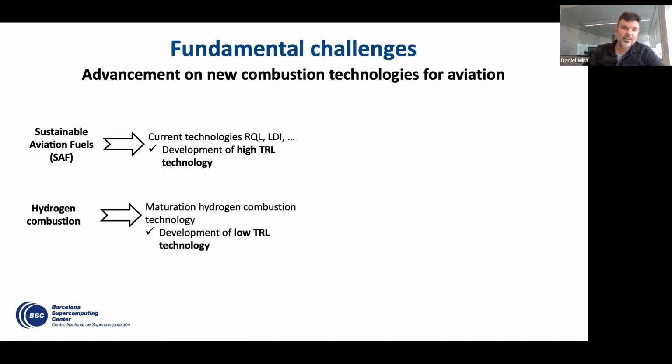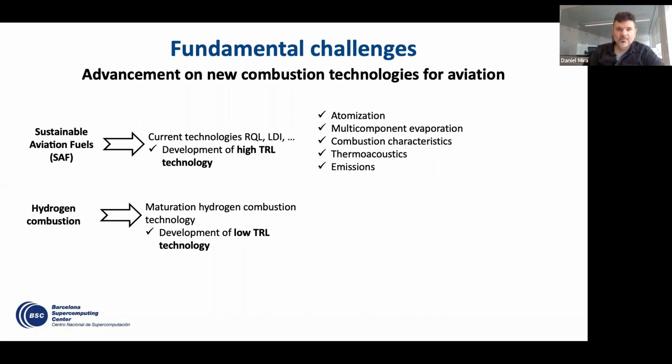In the case of hydrogen, the TRL, or the technology readiness level, is lower, so there is more exploration and more research to be conducted in how to develop a hydrogen injector that can be appropriate for aeronautical engines. So the problems that we face with SAF are classical problems that we have with jet fuels, but with the characteristics of the new properties and the multi-component characteristics of SAF. But in the case of hydrogen, there are numerous challenges that we need to deal with now. For instance, the blending of hydrogen with other fuels, flame stabilization, NOx formation, flashback, preferential diffusion. There are all these new problems that we have to face from going from traditional hydrocarbon fuels to hydrogen fuels.